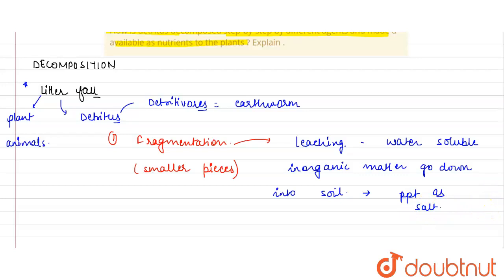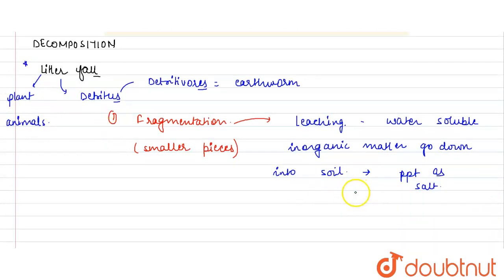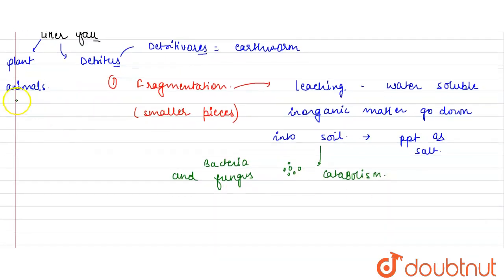Now there will be action of the bacteria. Whatever is left behind, the inorganic matter has gone down, but we are left with the small particles over here, that is the organic matter. On this organic matter, there will be action of bacteria and fungus. This bacteria and fungus will further break it down, and this is called catabolism. From the catabolism, there will be movement towards the next step, and that next step is the formation of humus. So humus will be formed, and this step is called humification.